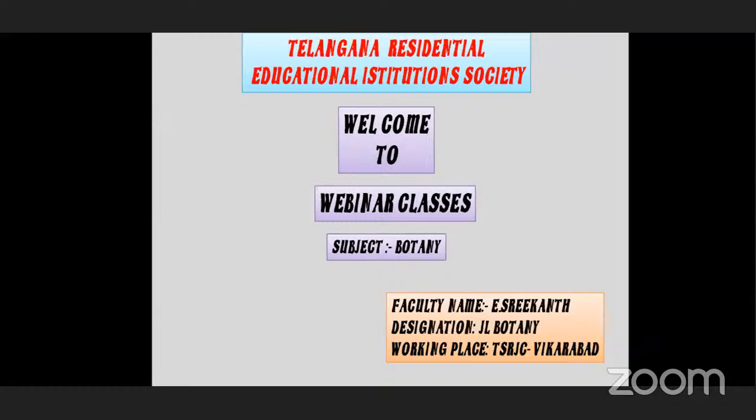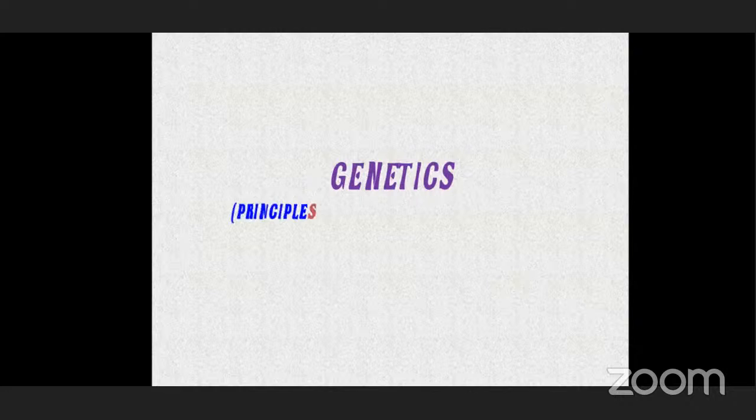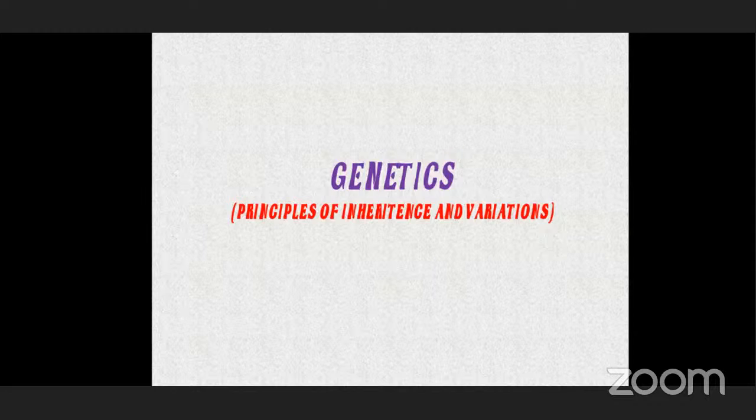The chapter is the principles of inheritance and variations. What is the chapter name? Principles of inheritance and variations. This is the chapter present in the genetics unit.